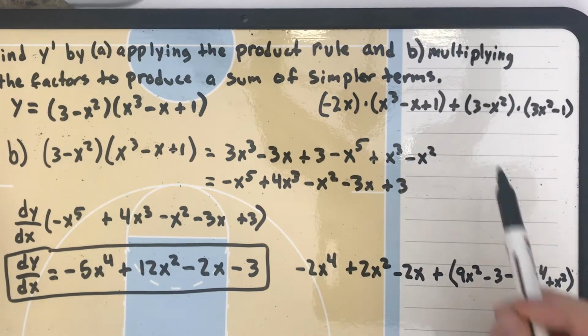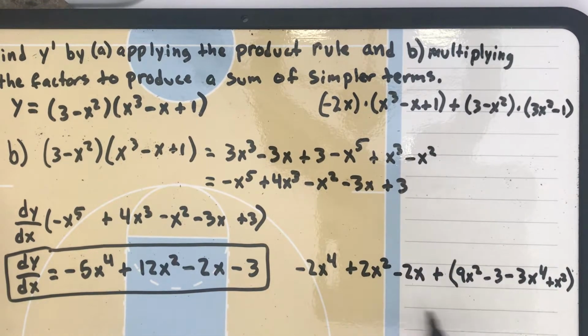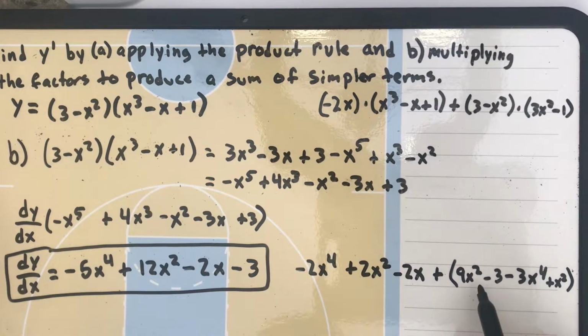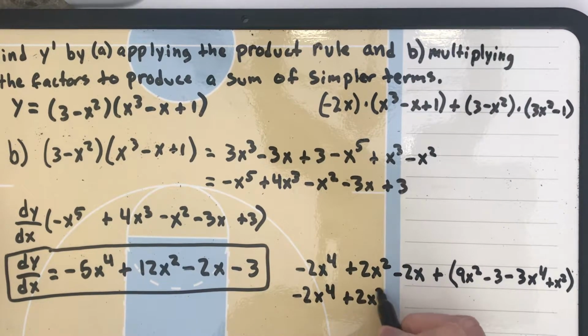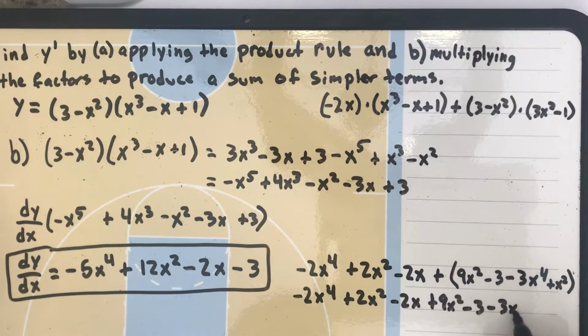Remember, we did the product rule to get the answer up here, and we didn't distribute it out. What I'm doing now is distributing this out, and I want to see, does this actually equal this? Because they should equal each other. From there, I can get rid of these parentheses. So I'm just going to have negative 2x to the fourth plus 2x squared minus 2x plus 9x squared minus 3 minus 3x to the fourth plus x squared. And I need to start combining like terms.